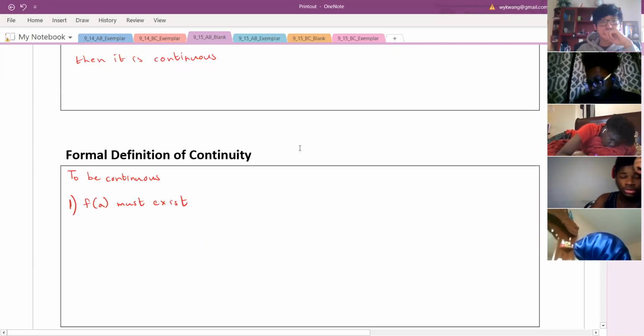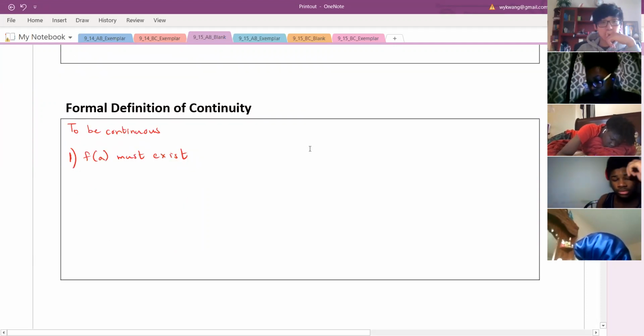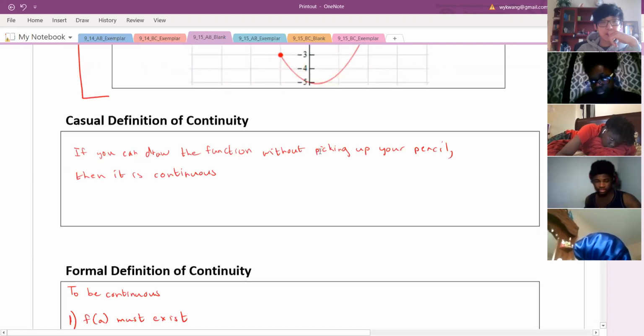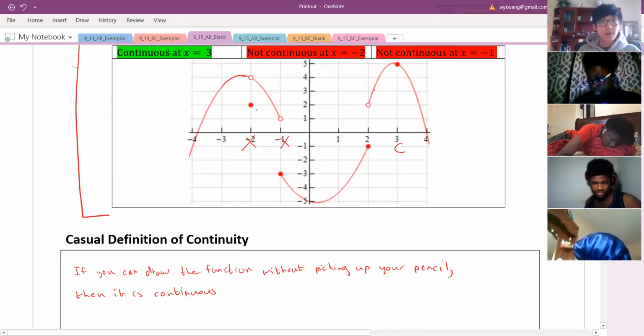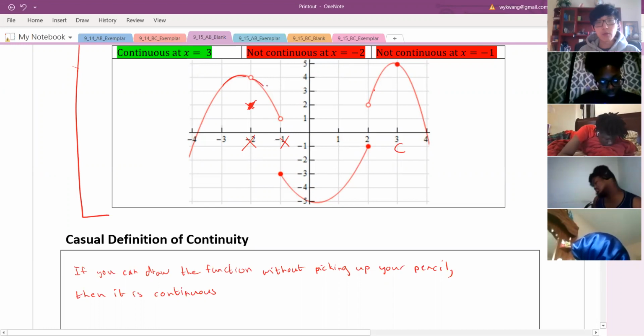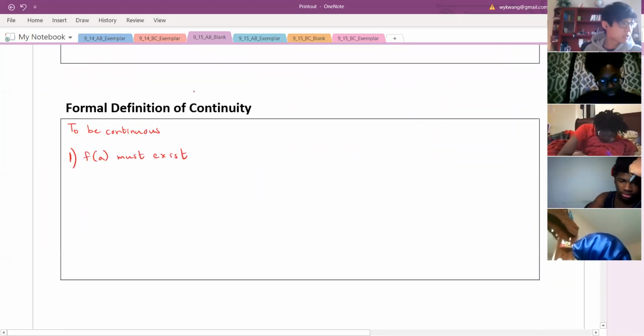And just to clarify what that means, to say f of a must exist, for example here, let's say this point didn't exist and there's just a hole in the graph, then we know it's not continuous because I would have to pick up my pen and basically jump over that hole and then continue drawing. So the point must exist. So the function must exist, essentially. F of a must exist.